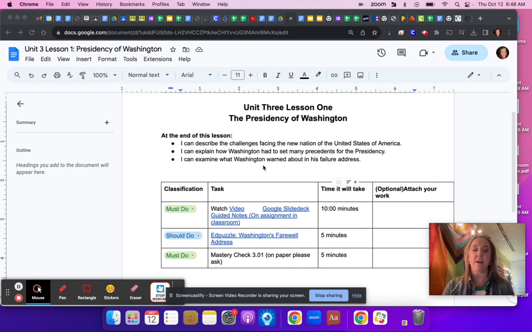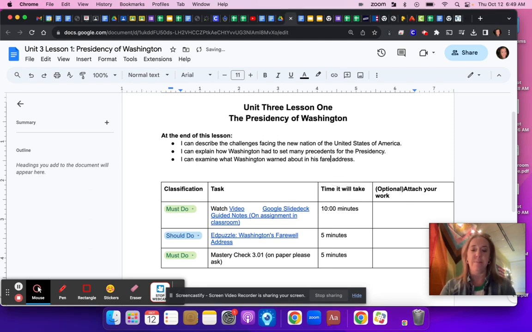So, as you see here on your Unit 3 Lesson 1 guide, at the end of this lesson, you'll be able to describe the challenges facing the new nation of the United States. You'll be able to explain how Washington had to set many precedents for the presidency. We'll explain what the word precedent means in a minute. And then you can examine what Washington warned about in his farewell address, not failure address.